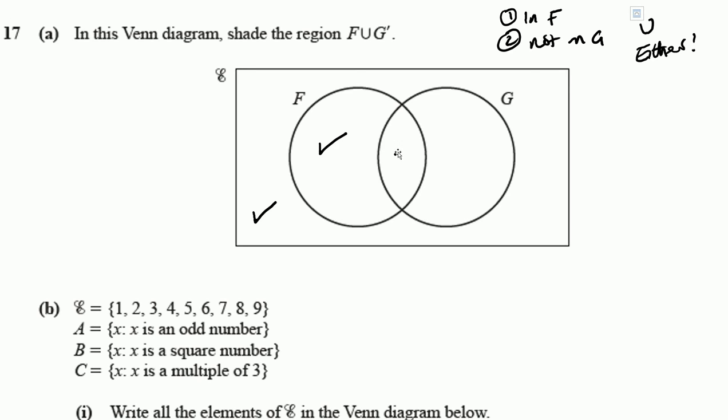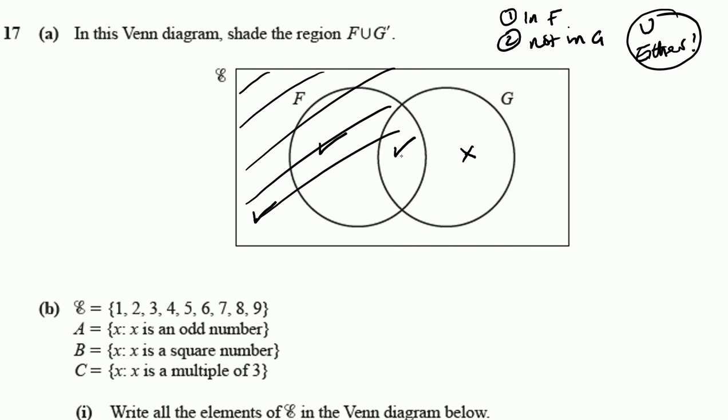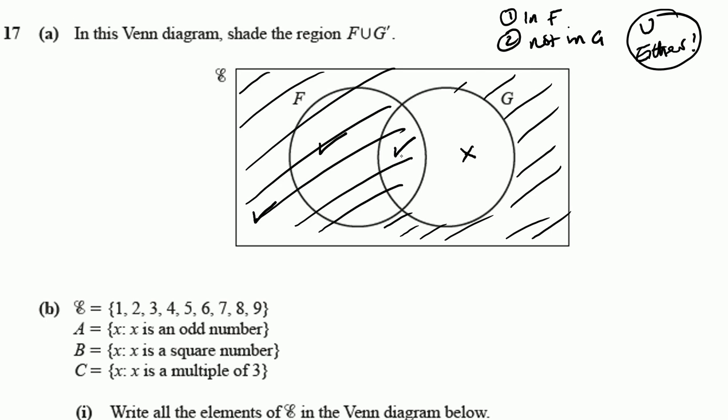This next one is also in F. It fails the condition that's not in G, but it doesn't matter because this symbol only needs one or the other, it doesn't need both. And finally, this final area is not in F, it fails the first condition, and it is in G, so it fails that condition as well, and doesn't get shaded. So I would now shade my Venn diagram, leaving out that crescent shape again.